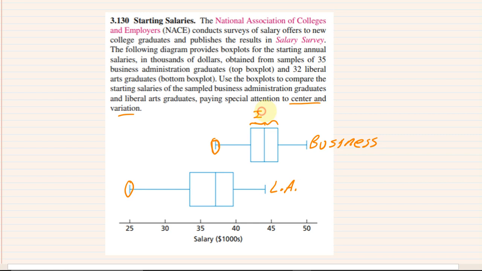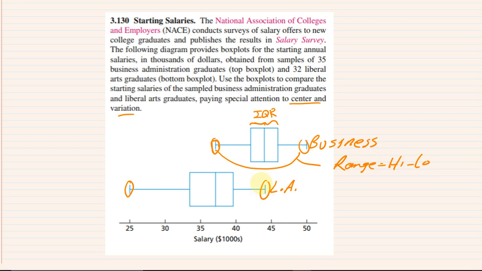The variation we're talking about is in two ways. One is in the way of IQR, interquartile range, and the other variation is range, which is the high minus the low. Okay, that's what that is. That would be in the way of answering the variation. The center of the data, of course, we look at the median. So we want to compare those. So let's begin, first of all, as the question asks, comparing the starting salaries.